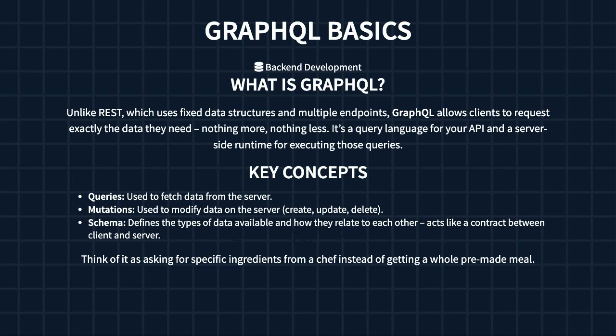The core ideas are queries, which are used to get data, mutations, which are used to change things on the server, and a schema that acts as a blueprint for your API.